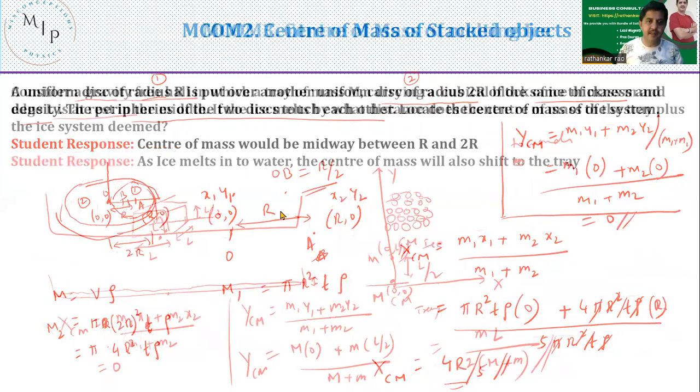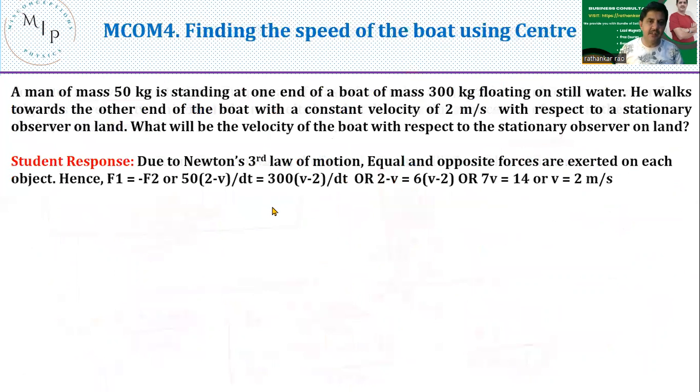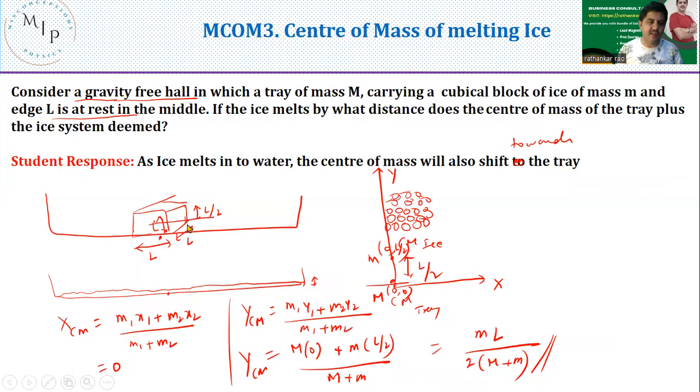In the third video, we observed that in a gravity-free environment, when the ice melts, the particles of this ice will just be at the same point. As a result, this will not fall down, and hence the center of mass does not change over here. It will always be at the same point. And then we also found a method to find the center of mass of the system, which was equal to ml by 2 into m plus f.